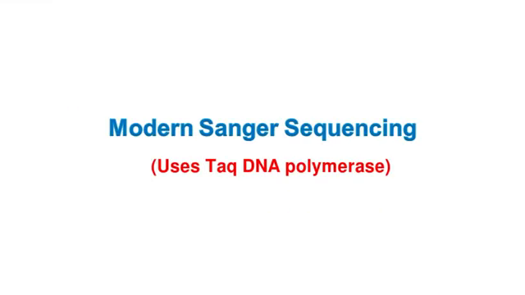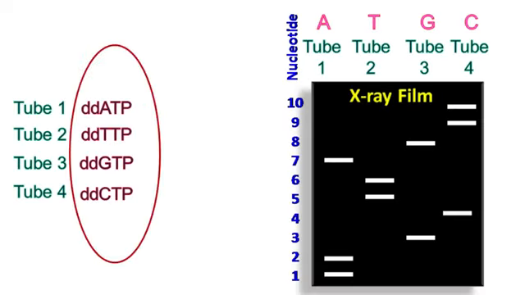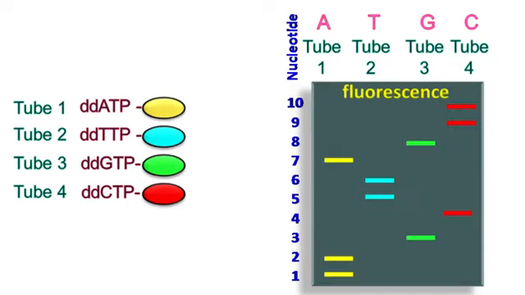Now let's see modern Sanger sequencing method, which is used even today. Now in this method, each of the dideoxynucleotide is attached with a fluorescence dye. The fluorescence dye can either be yellow, green, blue, or red. Instead of having an X-ray film placed on a gel, we'll now have a gel that would give fluorescence when exposed to UV light.